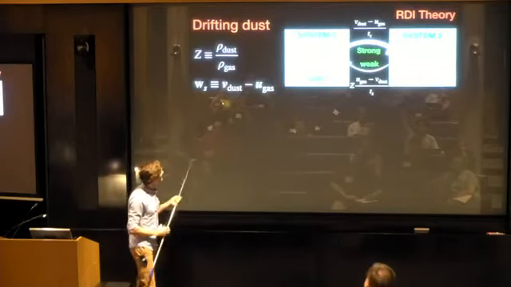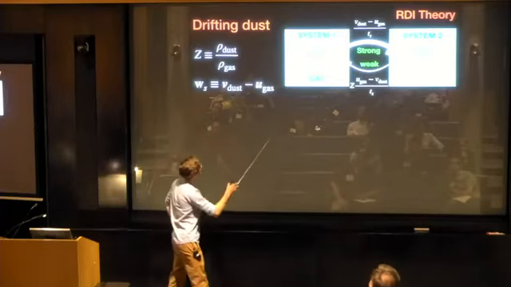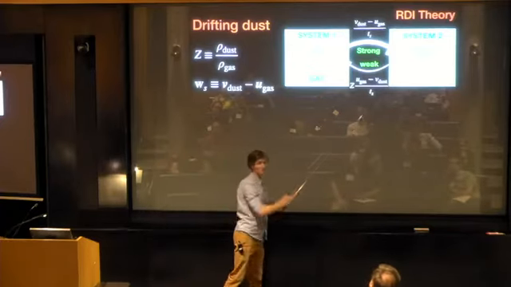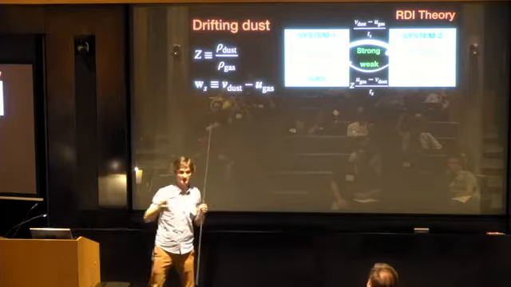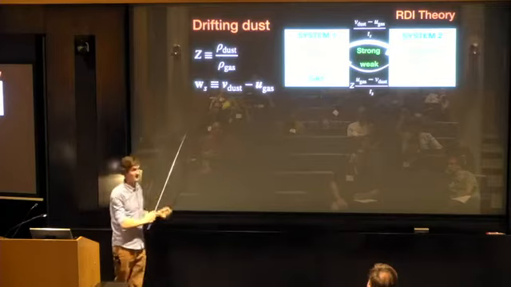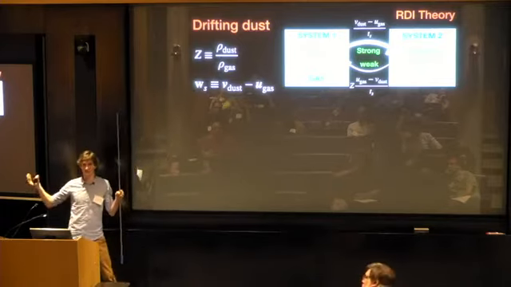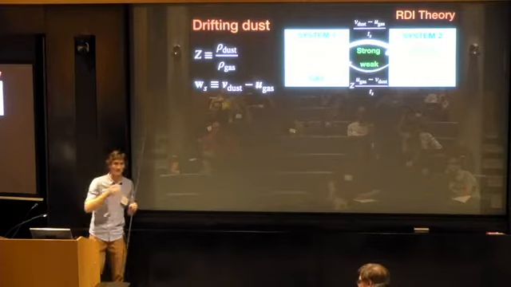So yeah, just to go through in a wee bit more detail what the system is. The gas is stationary, the dust is moving because of the pressure gradient in a disk. I'll use Z for the metallicity, the dust density over the gas density, and then Ws is this drift velocity. That's going to be set by the pressure gradients. I'll come back to that later.